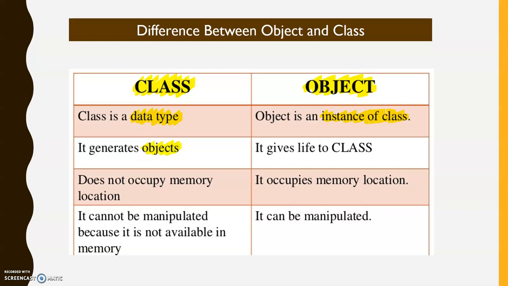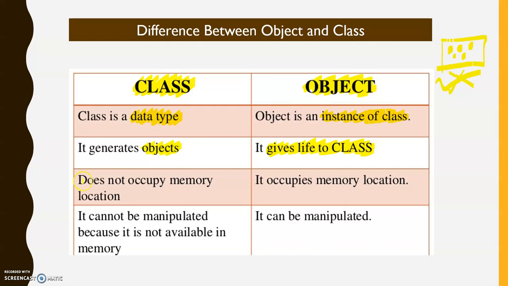And what about the object? We can say that the object gives life to the class. Why? Because let's say there is a class, but if there is no object, it means there is no existence of the class, right? So for the existence of a class, or a life to the class, we need objects. So these are the objects. Now we can say that this class has a life, right? So this is another difference.